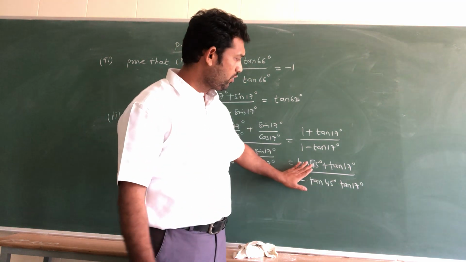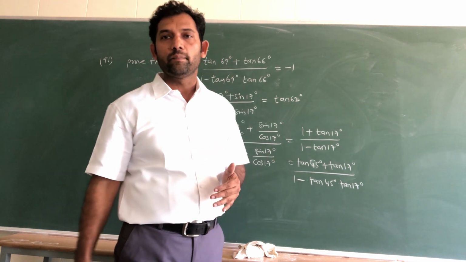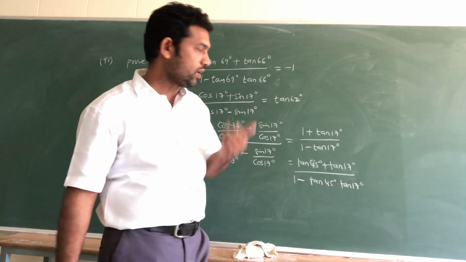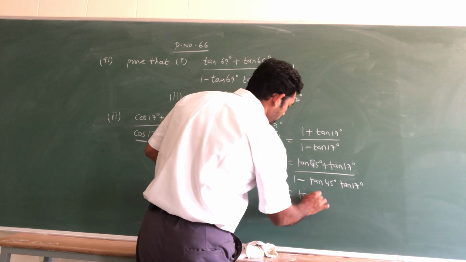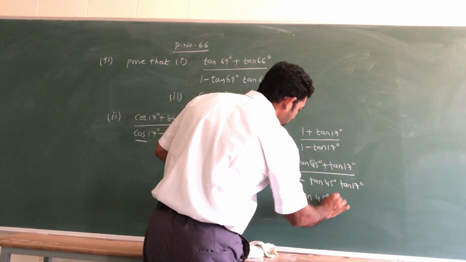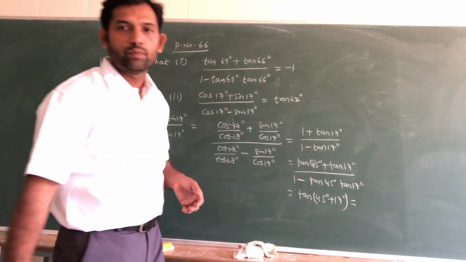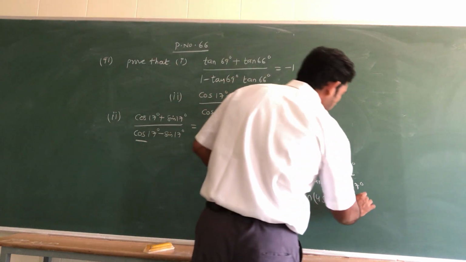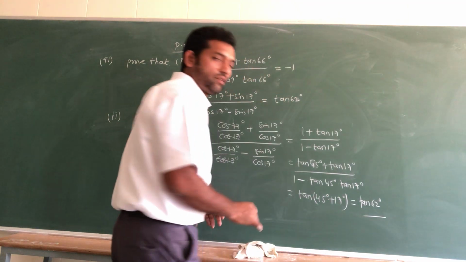That's why the whole value converted into tan A plus B. The whole problem converted into tan A plus B. Then what is our formula? Tan A plus B. So 45 plus 17. How much you are getting? 62 degrees. Tan 62 degrees. So that is our solution.